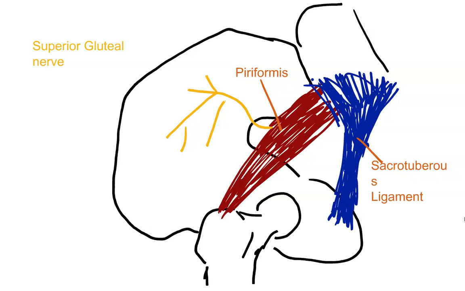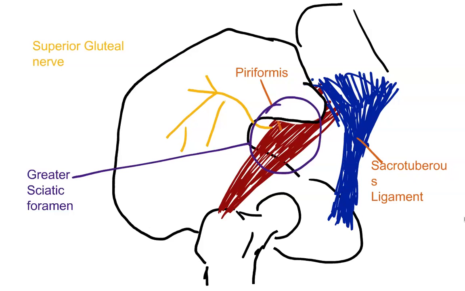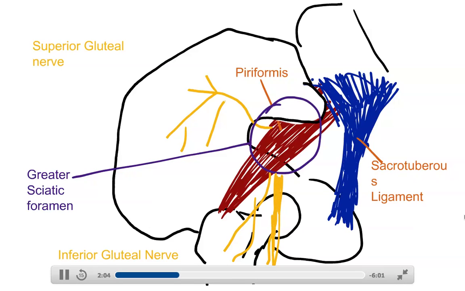This innervates gluteus medius, minimus and the tensor fascia lata. All the other nerves go through the greater sciatic foramen with the piriformis muscle above them. These include the inferior gluteal nerve to gluteus maximus, the sciatic nerve, which is the largest nerve, below the piriformis.